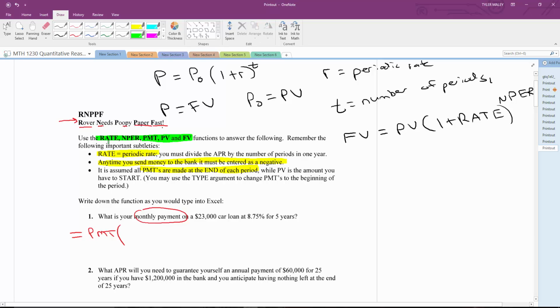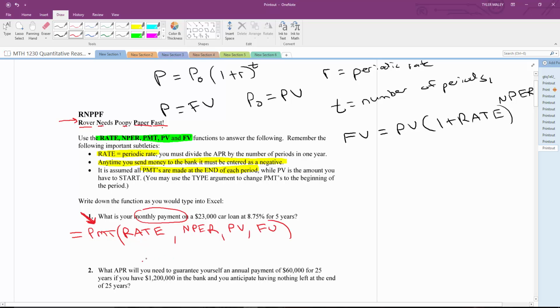So the first thing I need is the rate. So Rover, rate. I need to enter this. And then I need to put in the number of periods. So needs, number of periods. And then we have poopy, or payment, but that's what we're trying to figure out, so I skip over that, because that's the output I'm trying to get. So then I would have present value and then future value.